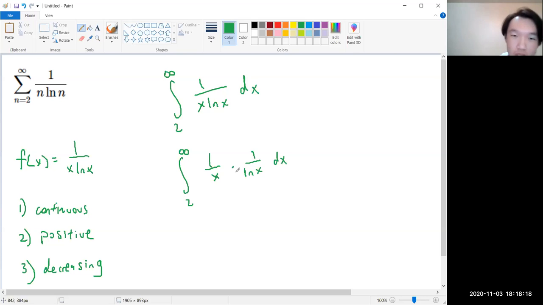So notice the ln of x and notice the 1 over x. So there's a relationship between those two things. You could do u sub. And what would u be? Ln of x. Yeah, because the derivative of ln of x is 1 over x.